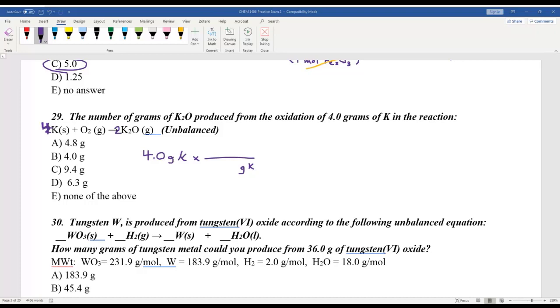And what can I convert grams of K into? What unit would go on top? Moles of O2? A good idea, but I can't convert grams of K to moles of O2 directly. The only way to change the substance is with a mole to mole ratio. So what do I have to put on top then? Moles of K, very good. 1 mole of K is equal to 39.10 grams of K. That's the periodic table molar mass.